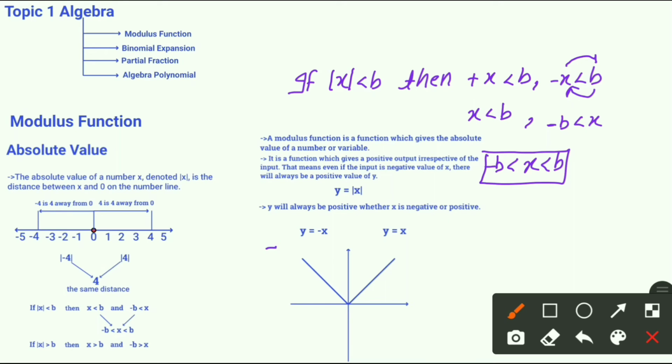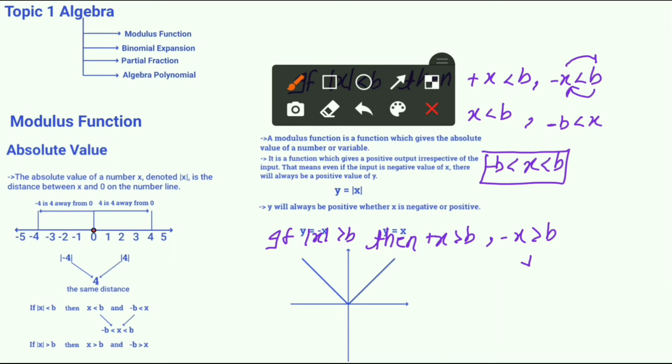If modulus x is greater than b, it's the same thing: positive x greater than b, or negative x greater than b. Then x goes to the right, b goes to the left, so x is less than minus b, or x is greater than b. So these are the two conditions that you need to understand. It's really basic and really easy.